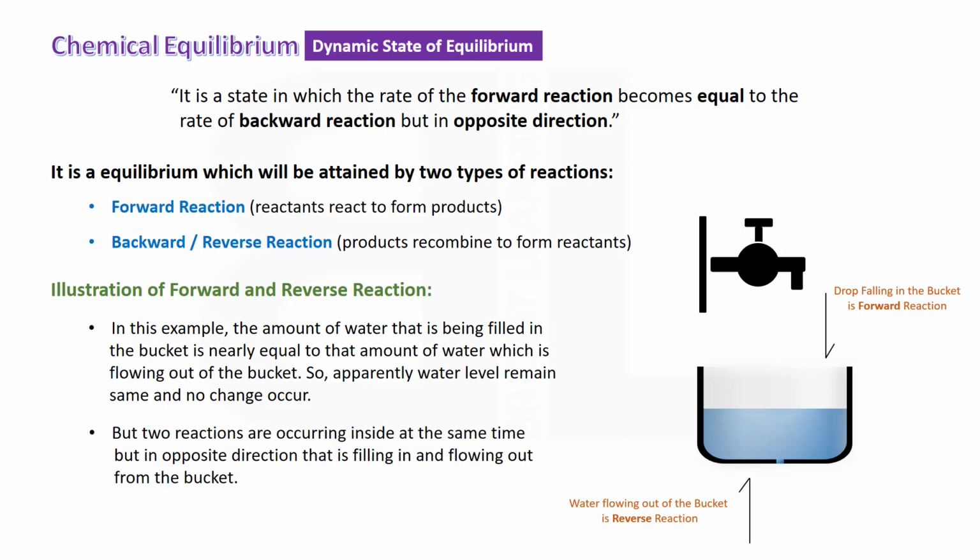In this example, the amount of water that is being filled in the bucket is nearly equal to the amount of water which is flowing out of the bucket. So apparently, the water level remains the same and no change occurs in this bucket. But in fact, two processes are occurring inside at the same time, but in opposite directions, that is filling in and flowing out from the bucket.